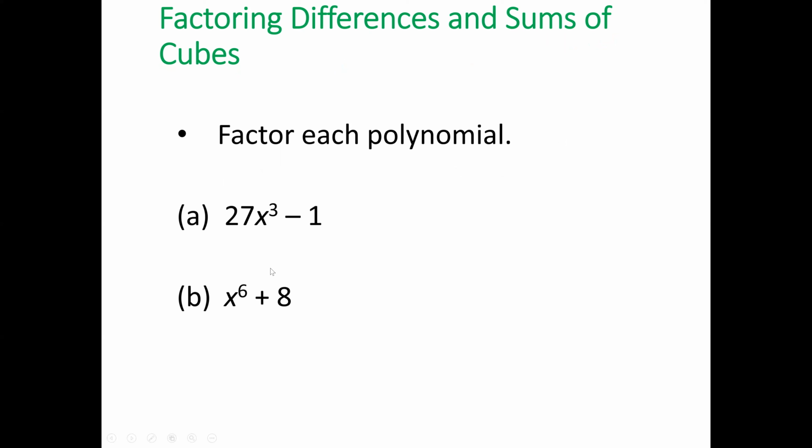Now we have two questions here. Just by looking at the first question, 27x cubed, that would be 3x cubed, minus 1 cubed. Any exponent you have with 1, the answer is always 1. So this will be 1 cubed. Same thing here, we have x to the power 6. So I can say this will be x squared cubed, and 8 will be 2 cubed. So this means I can use the cube formulas for the sum and the difference.